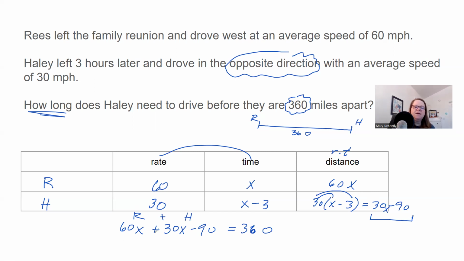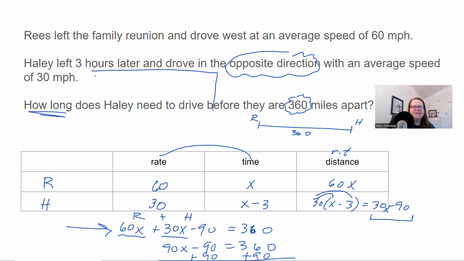That makes sense. All right, and now it's a matter of solving this algebra equation. So we're going to combine like terms. 60 and 30 is 90. Those are the x terms. And I know I'm out of room here. I'm going to add 90 to both sides. So I've got 90x equals 360 plus 90, which is 450. And I'll divide by 90. And those zeros knock off. 45 divided by 9 is 5.